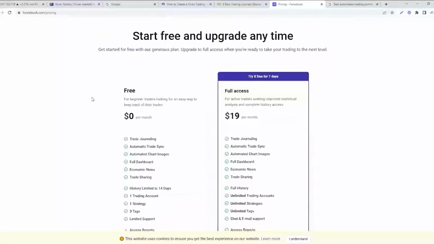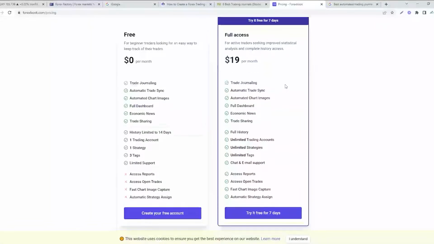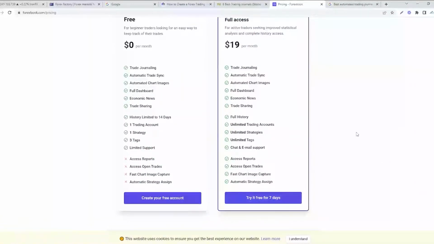Pricing wise, you've got a free version as well that has the following features: journal, automatic trade sync, full dashboard, economic news, trade sharing. History is limited to 14 days, and you don't have access to reports and fast chart image capture and whatnot. But the paid full access version is about 19 US dollars per month. It's relatively affordable, I suppose. And of course, you can always try it out for free for 7 days first.